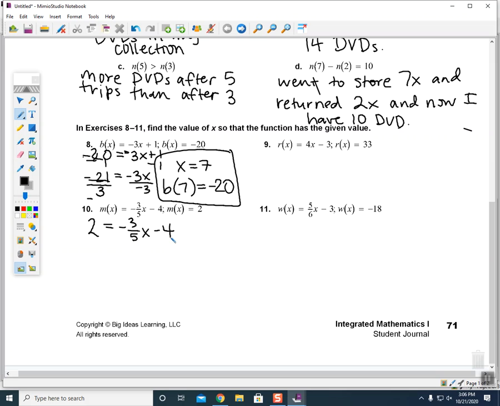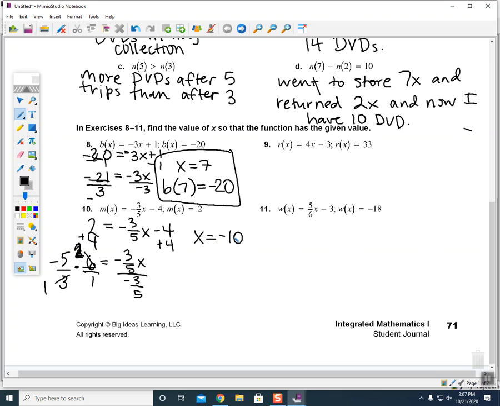So I want to get rid of my 4. I'll add 4 to both sides. I get 6 equals negative 3/5 x. Divide both sides by negative 3/5. I'm going to multiply this by negative 5/3 and cross simplify. So that becomes a 1, that becomes a 3. So it gives me, oh, that becomes a 2. I was like, that doesn't seem right. That's a 2. So then I have negative 5 times 2. So x equals negative 10.